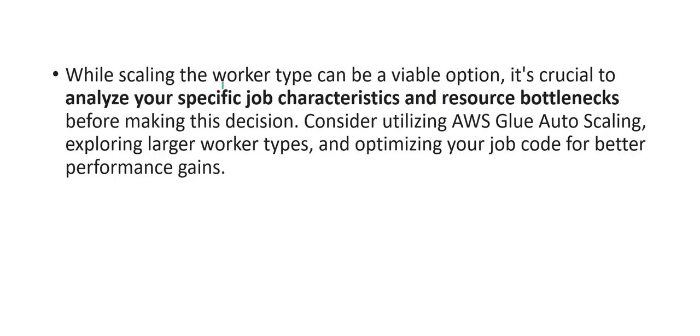One more important thing is, when you're trying to scale up the worker type, it is crucial that you analyze your job characteristics and resource bottlenecks before you make this decision. Utilize auto scaling, explore larger worker types. These are some of the tips. If you are using Glue and you want high performance, put it to auto scaling. Set the auto scaling mode and use a larger worker type if you have large files to be processed, and then this will help you optimize your code better for performance gains.